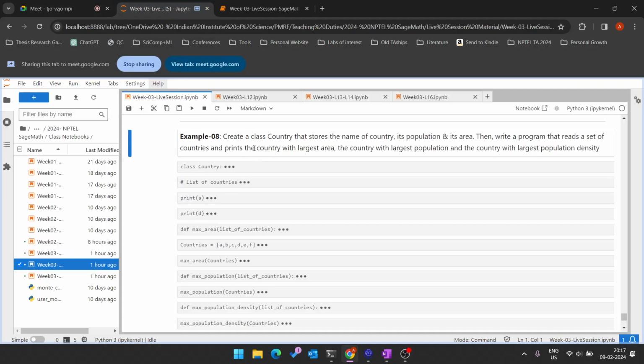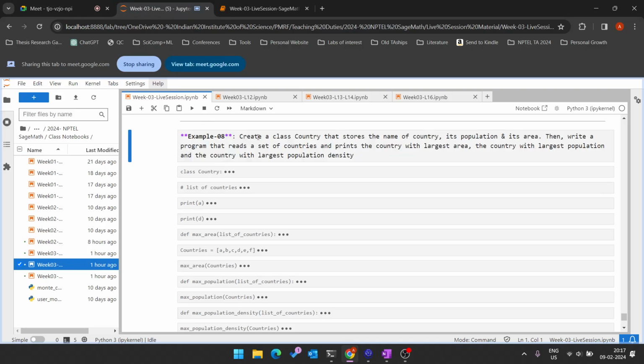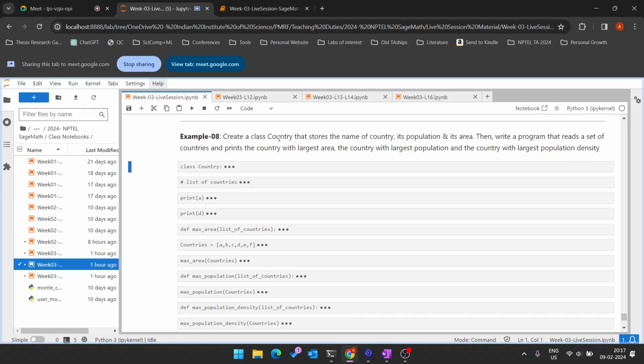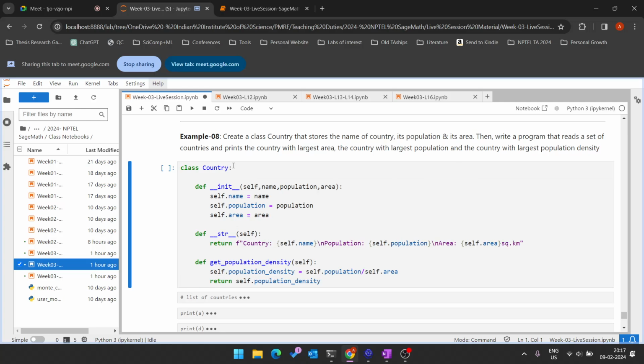Okay. Next thing is example 8. Here we are asked to create a class called Country, which should store the name of the country, population, and its area. Then we want to write a program that reads a set of countries and prints the country with the largest area, the country with the largest population, and the country with the largest population density. So we'll first look at the class Country.